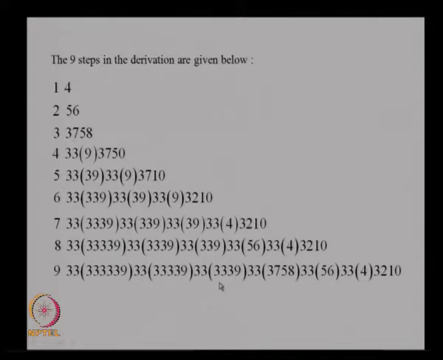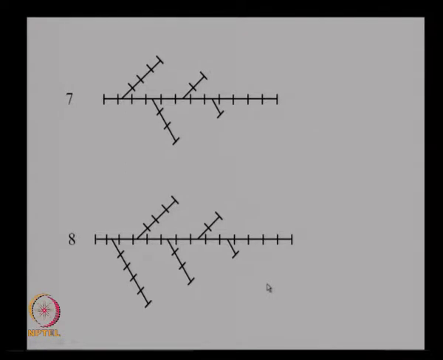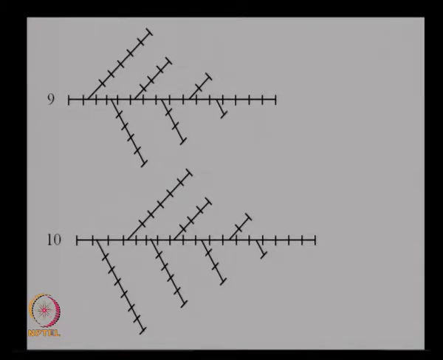Actually, if you denote the integers to represent stem length, and within brackets you have the branches, then you have first step, second step, third step, and so on. Fourth step you have a single branch, then 2 branches you get, in the next step you get 3 branches, and so on. So, you find that the steps can be defined by the growth of a stem, and branches are developing from the stem, and this way the growth of a plant can be described. It is with this aim that Lindenmayer defined the system.